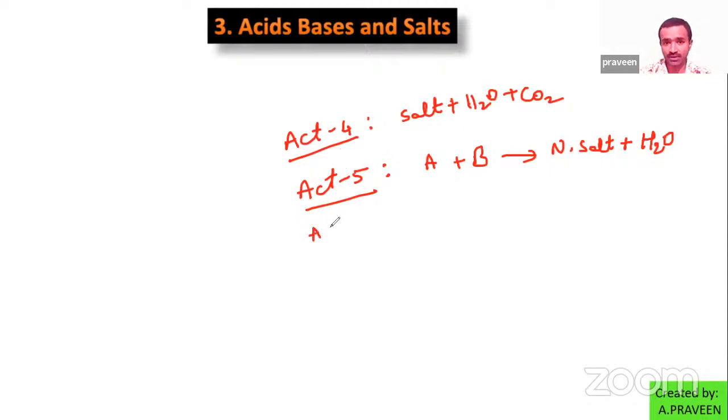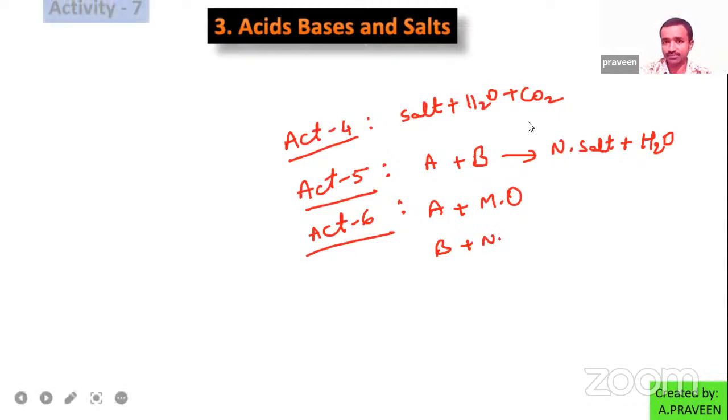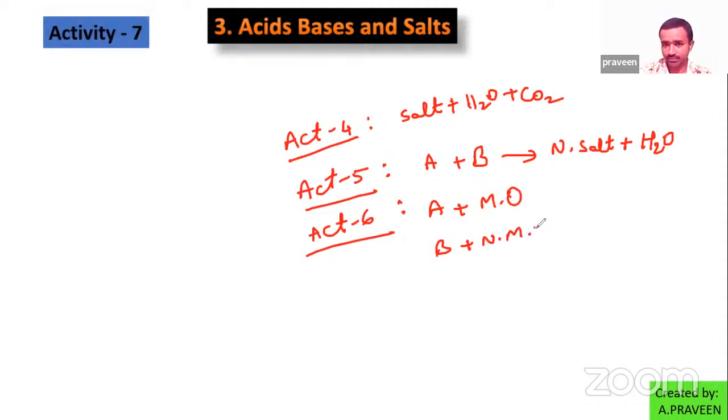From activity 6, it is similar to activity 5, but the reactions observed here are acid with metal oxide, and in the next one, base with non-metal oxide. Both together commonly give you salt and water as products. Next, activity 7 was also discussed.